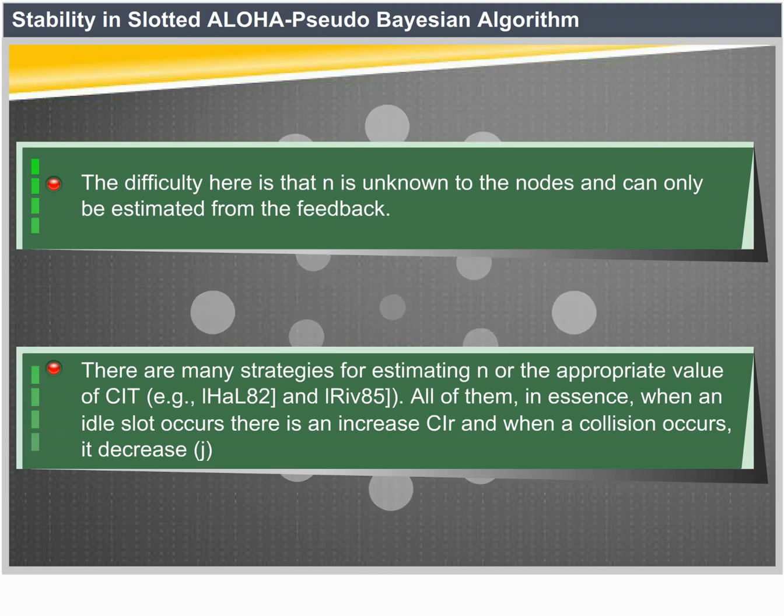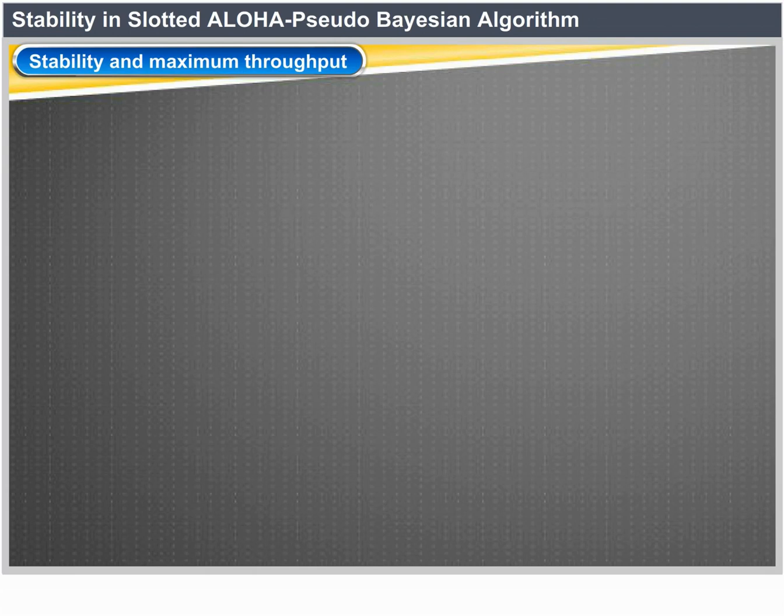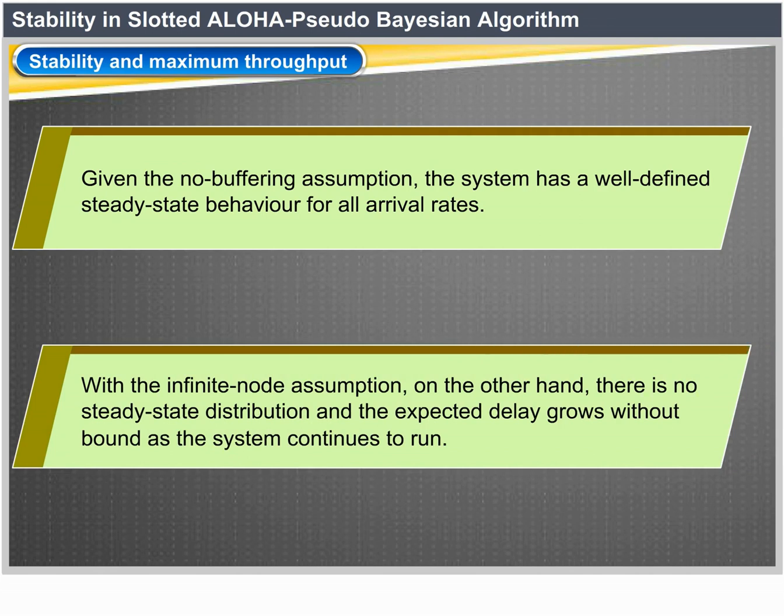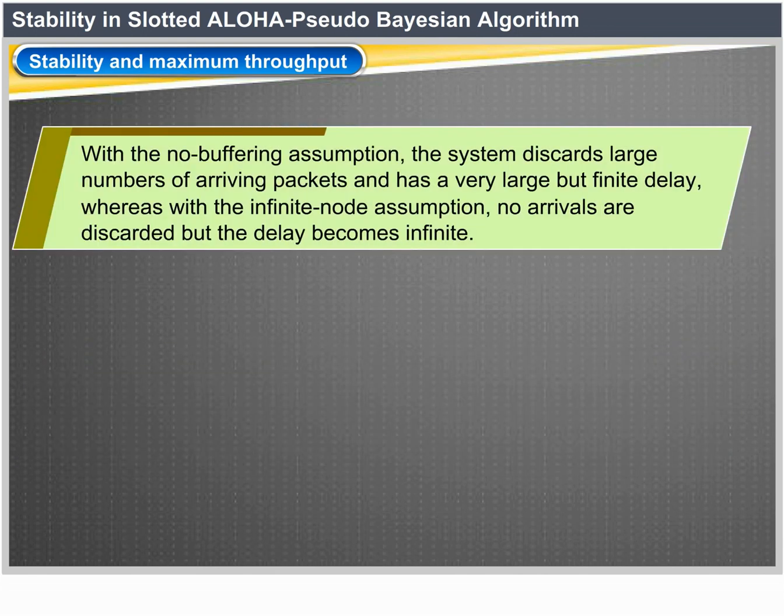Stability and maximum throughput. Given the no buffering assumption, the system has a well-defined steady-state behavior for all arrival rates. With the infinite node assumption, on the other hand, there is no steady-state distribution and the expected delay grows without bound as the system continues to run. With the no buffering assumption, the system discards a large number of arriving packets and has a very large but finite delay, whereas with the infinite node assumption, no arrivals are discarded but the delay becomes infinite.